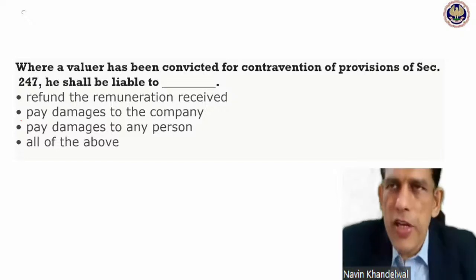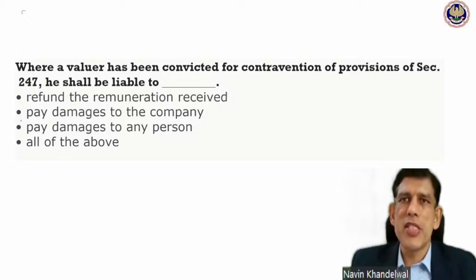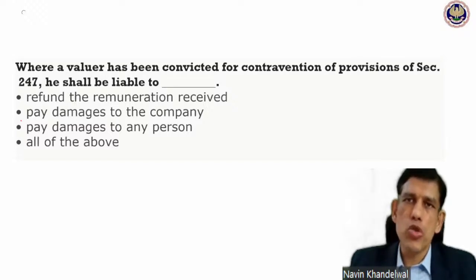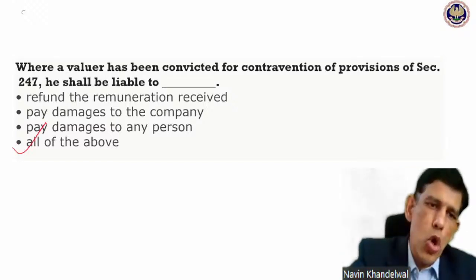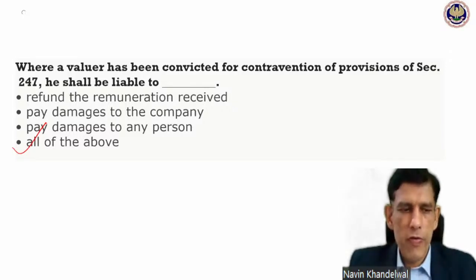So contravention of any law by a registered valuer, again remember 247(3) and 247(4), punishment and damages. Damages is to the extent of the remuneration which is received by that valuer, and he also has to pay the damages caused to that person or the company. So along with the remuneration, he has to pay damages. So all of the above.